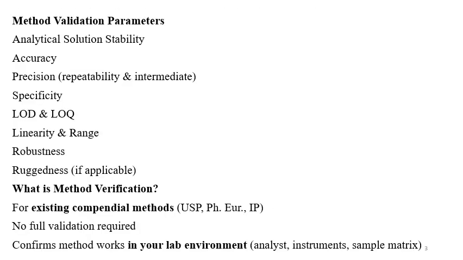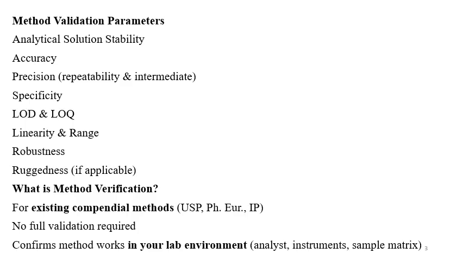Validation parameters for an analytical method include analytical solution stability, accuracy, precision, specificity, LOD, LOQ, linearity and range, robustness and ruggedness. Precision involves repeatability and intermediate precision. LOD is the lowest limit of detection. LOQ is the lowest limit of quantitation. So all these parameters are required to be performed in method validation.